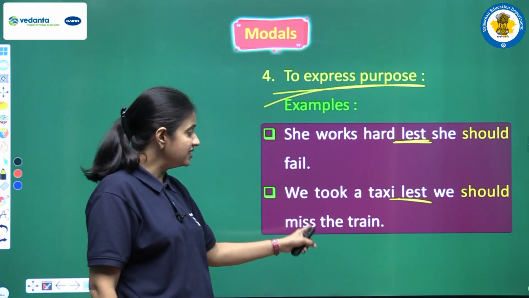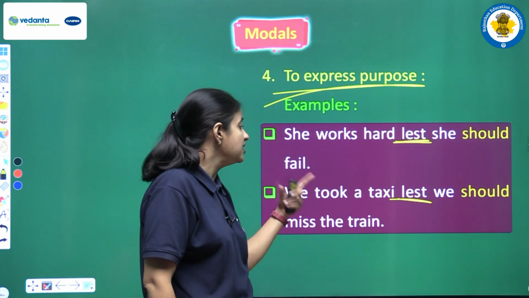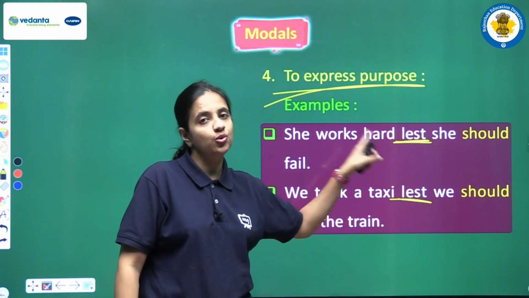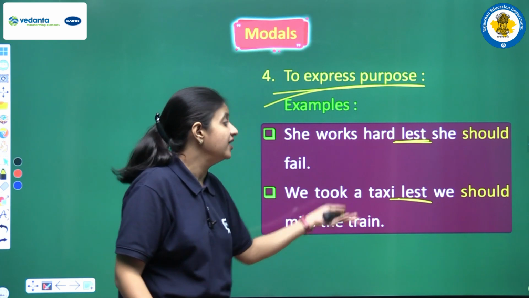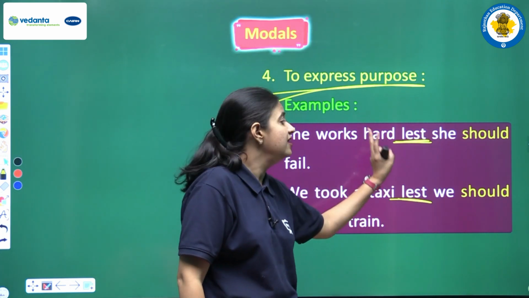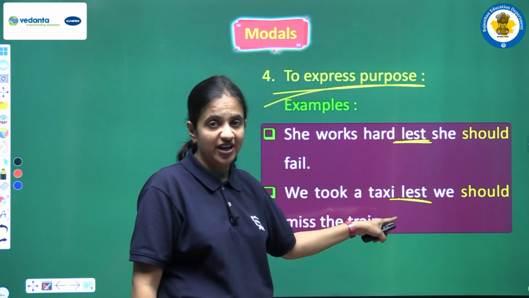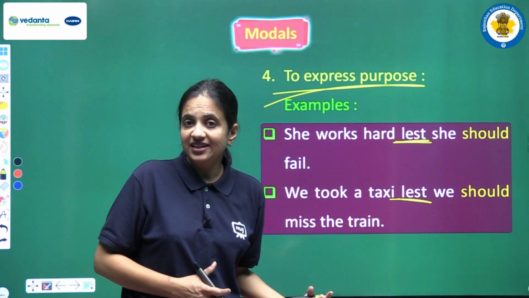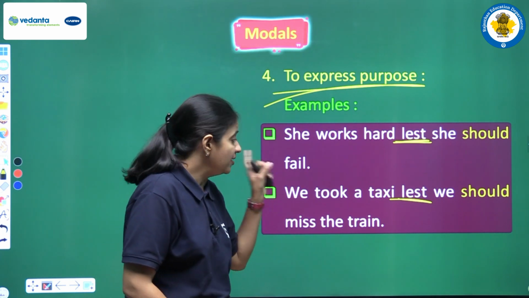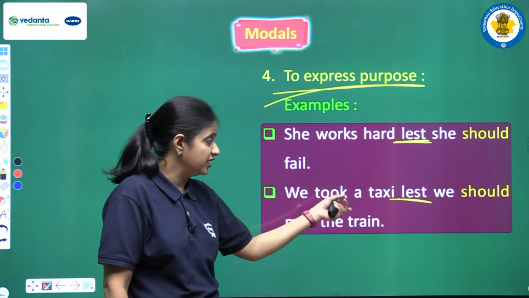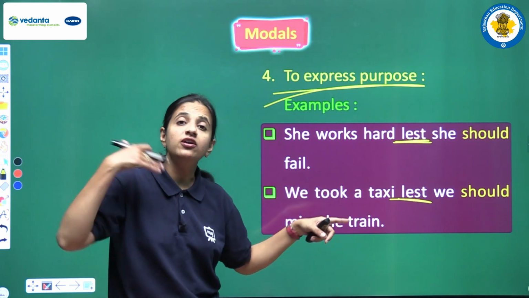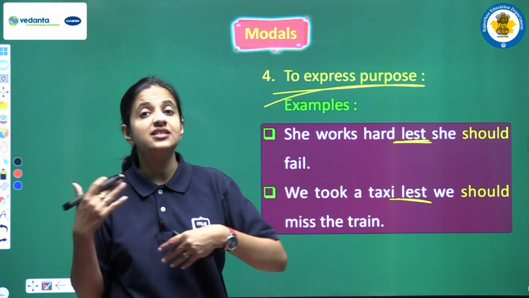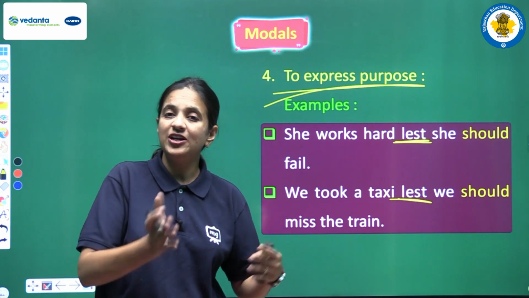Clear? Similarly, the second sentence that we are having here is, we took a taxi. So we finally took a taxi. Why? What was the purpose for that? Lest we should miss the train. Again, in the sentence there is no "not", but the meaning of the sentence is negative. So the meaning is that we took a taxi so that we wouldn't miss the train, right? हम train miss ना कर दें. This was the reason we took a taxi.